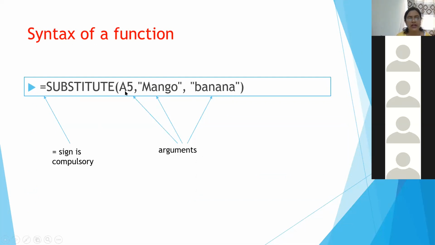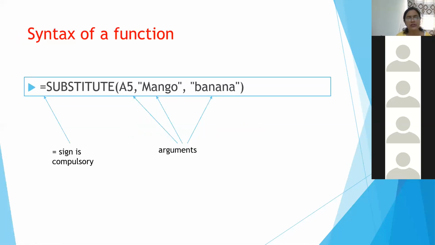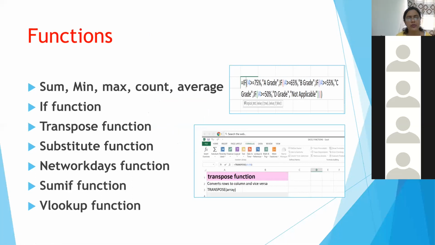In this sample function I have taken, you can see that there are three things. These are called arguments. We have to give some arguments and accordingly it will give us some output. There are three arguments in this. Arguments are separated with a comma. If you write it properly, it will give you some output. So this theory part is over. We'll go back to the Excel sheet and do all these functions.